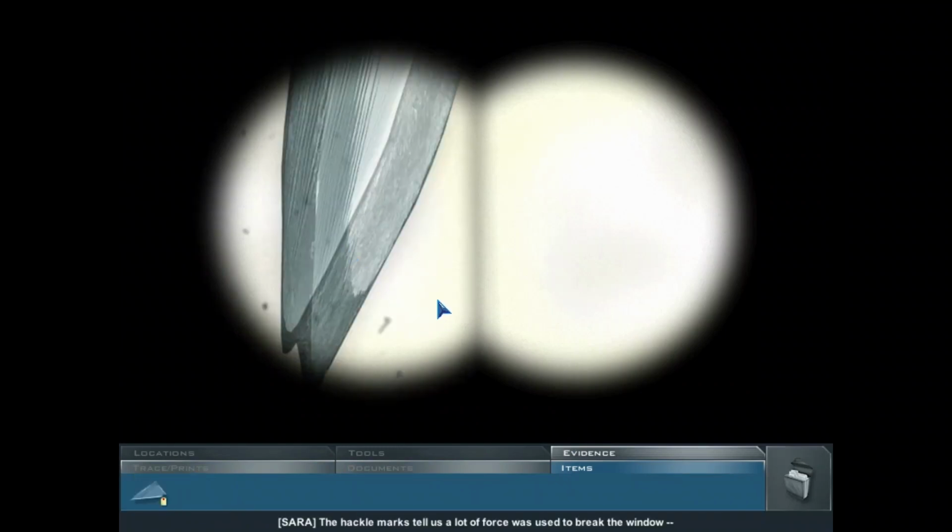These hackle marks tell us a lot of force was used to break the window, and that the outside surface was traveling away from the source of impact. Fancy way of saying, that window was broken from the inside.